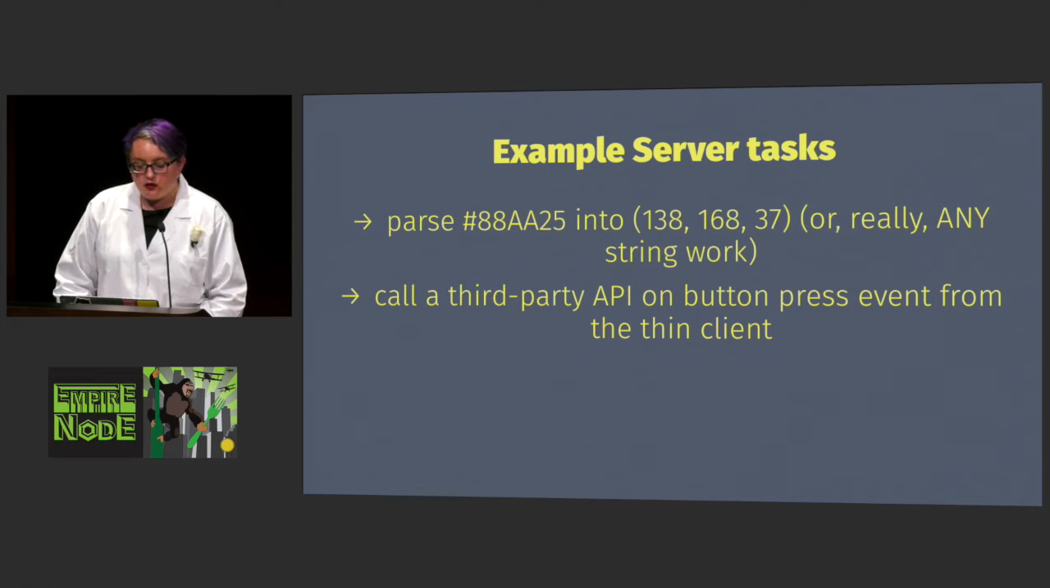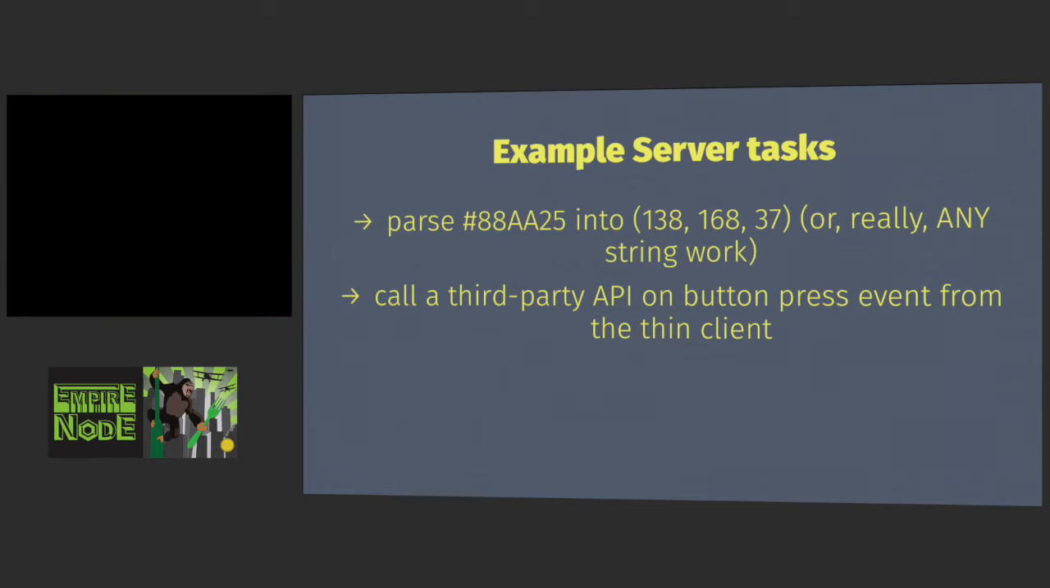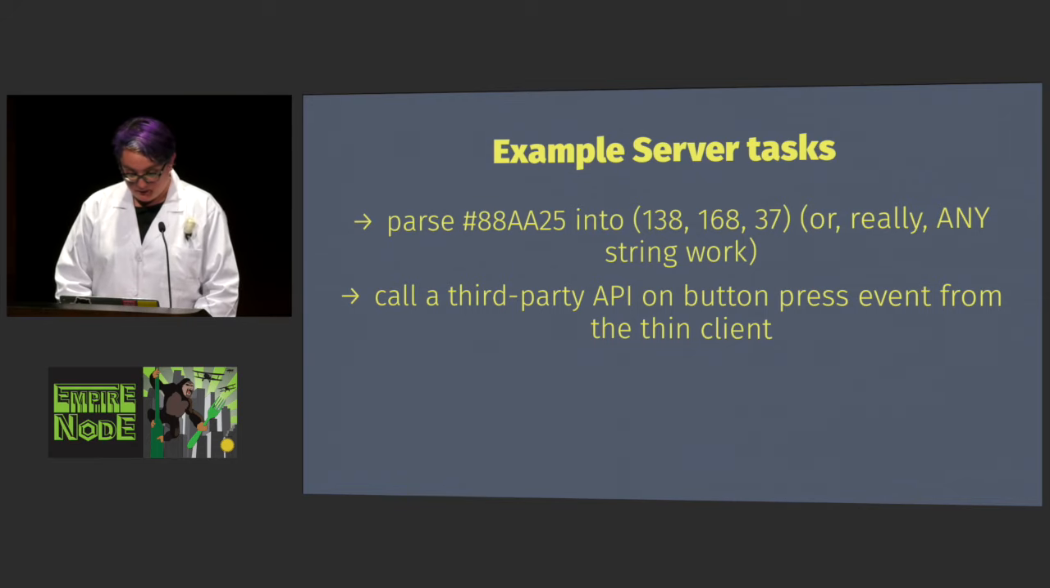Server tasks, this is where you'll do most of your logic in a thin client setup, not thin server, thin client setup. For instance, the server would parse hash 88AA25 into RGB 138, 16, 837, or really any string work. If you've ever programmed in C, working with strings in C is painful, to be nice about it. It's much easier to work with strings in JavaScript, or any other language really, than C. On your server, you would call a third-party API on that button press event I mentioned from the thin client to send a text message or write a tweet or etc.